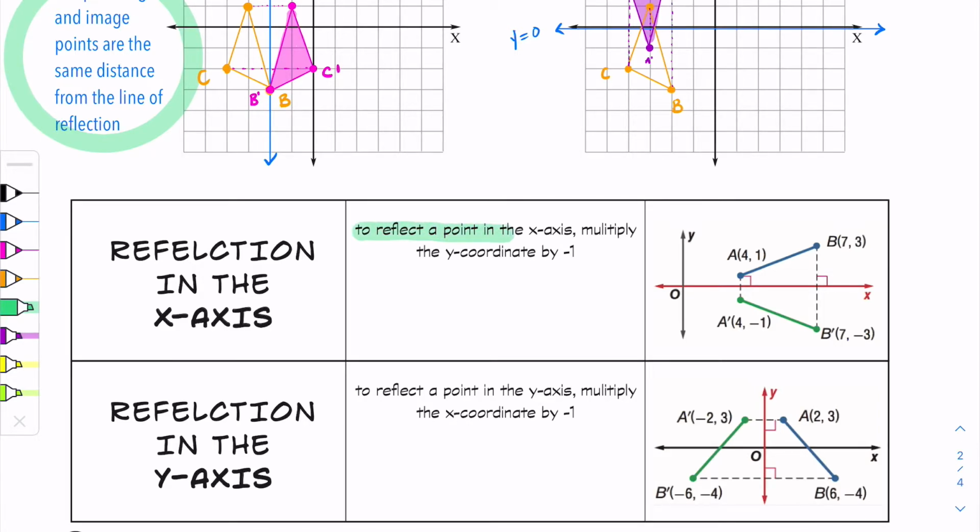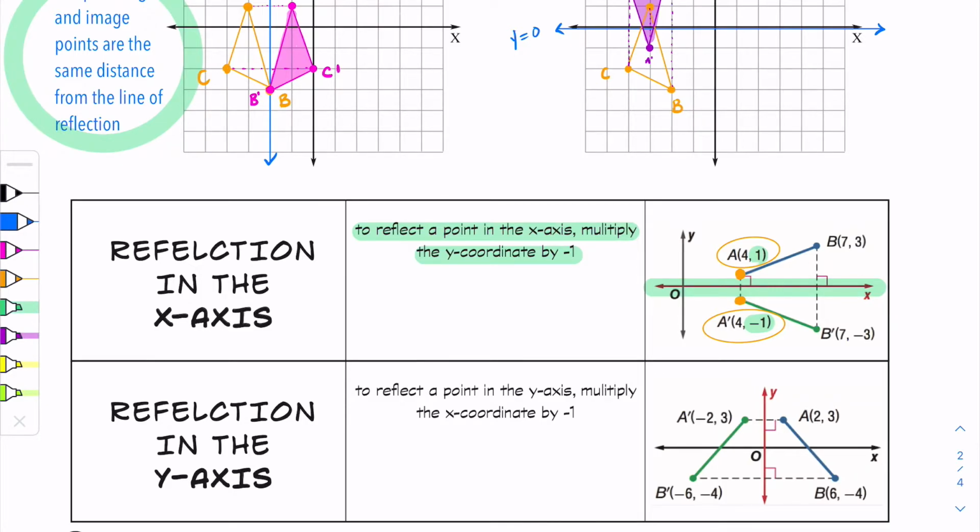To reflect a point in the x-axis, you're going to multiply the y-coordinate by -1. And you can see that in this diagram here. We're reflecting across the x-axis. So if we look at point A, it is at 4, 1. Point A prime is at 4, -1. The difference is our y-coordinate was multiplied by -1.